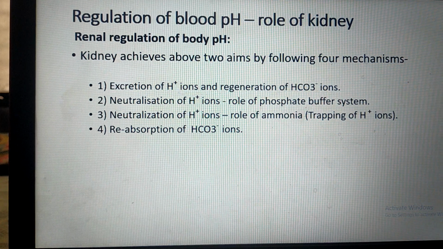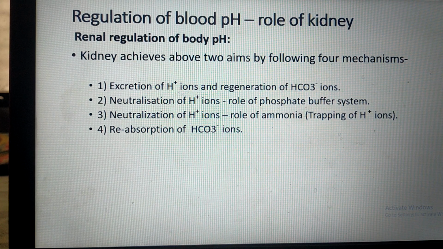Now we have seen two aims of the kidney, and these two aims of the kidney are achieved by the following 4 mechanisms. First mechanism is excretion of H plus ions and regeneration of bicarbonate ions. Second mechanism is neutralization of H plus ions with the help of phosphate buffer system. Third mechanism is again neutralization of H plus ion with the help of ammonia. And last mechanism is reabsorption of bicarbonate ions.